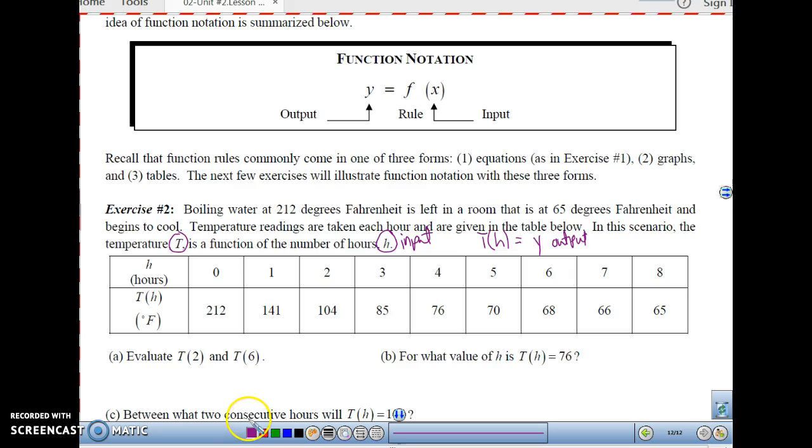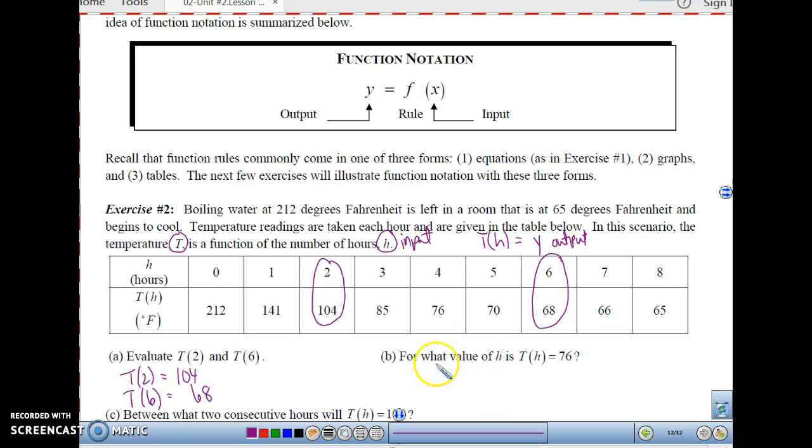That's what's happening here. All right, so if you want to evaluate T of 2, they're saying when at 2 hours, what's the temperature? The temperature is 104. You're looking at this right here. When at 2 hours, the temperature is 104. T of 6, when it's at 6 hours, what is the temperature? T of 6 would be 68.